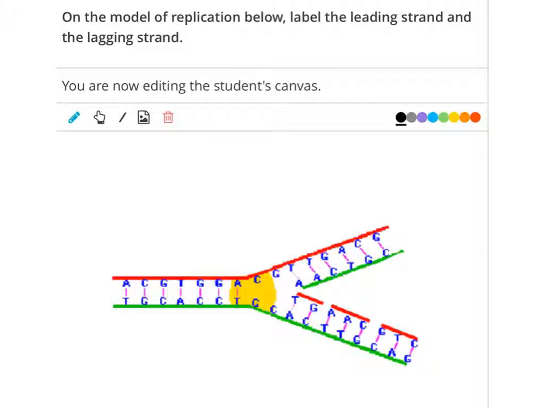The key to which is the leading and which is the lagging on this particular diagram is you can see this bottom strand has 3 segments that aren't connected, so that is your lagging strand. And this top part has 1 segment of the new DNA that is connected, so that's the leading strand. So our top's going to be the leading, the bottom's going to be the lagging.